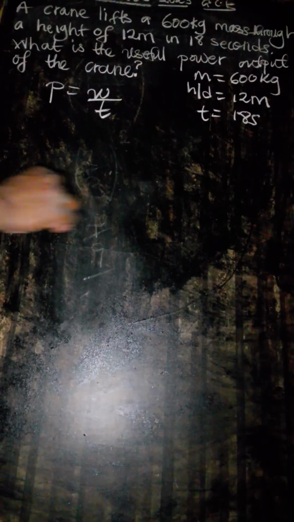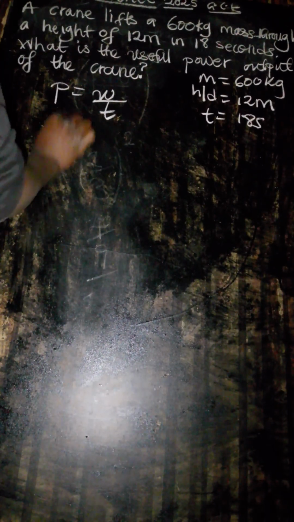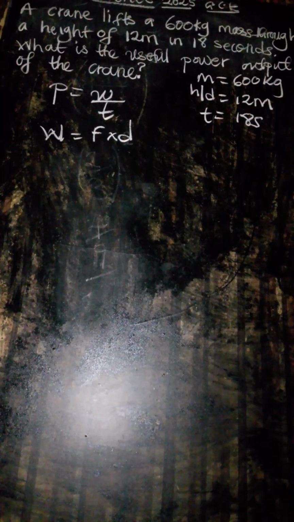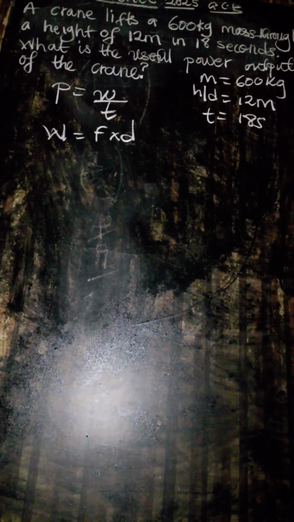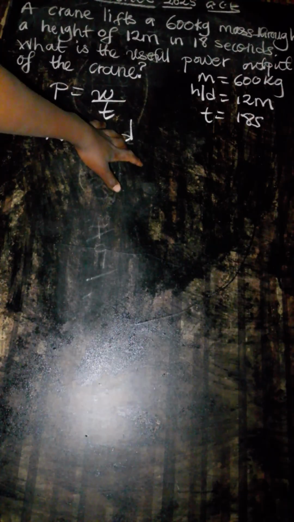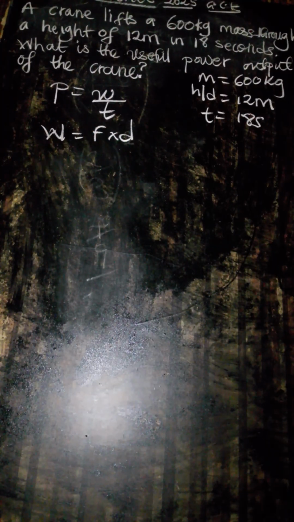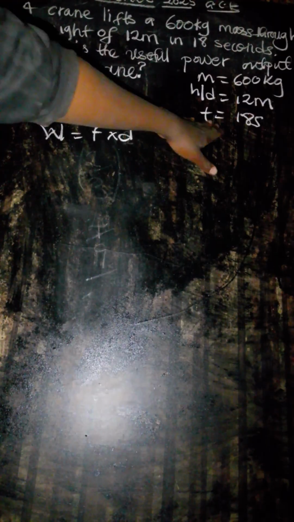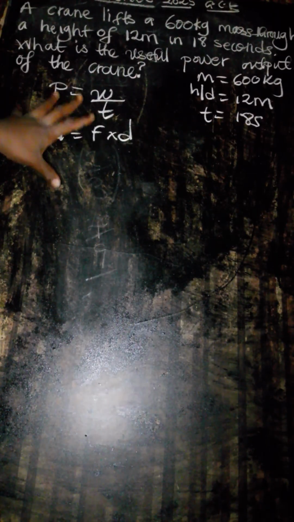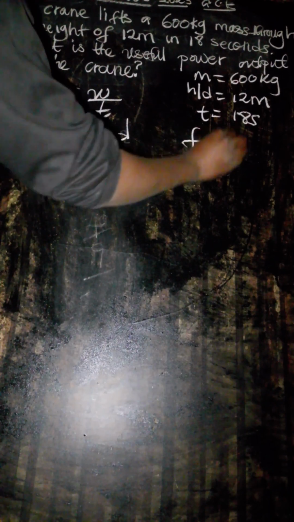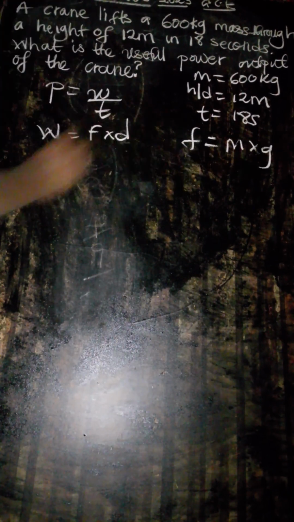So I'll say work equals force times distance. Again, learners, when we go back to our data, do we still have our force? Our distance, we have it, but we don't have the force. So meaning that I must also find the force. Below my data or anywhere where you have space, you can calculate. I'll say force equals mass times gravity.